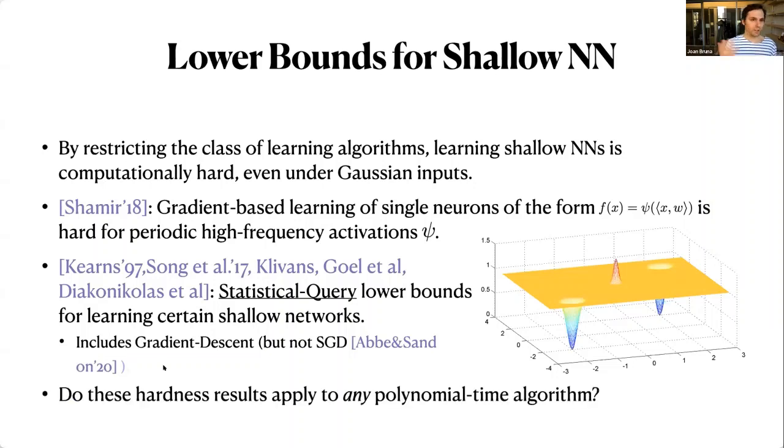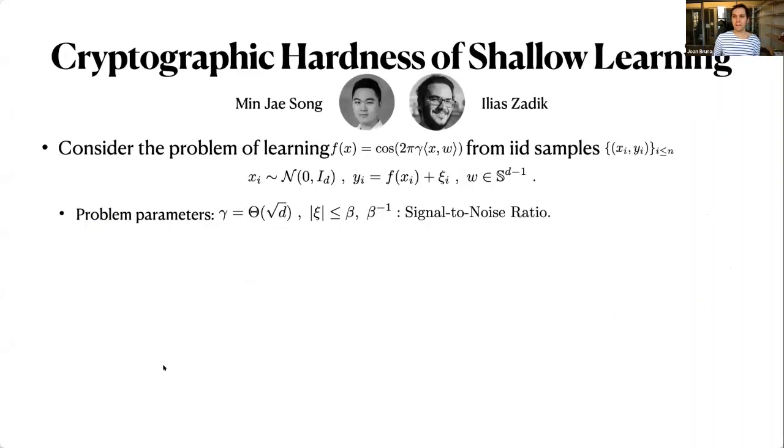And so the question that you might ask is, are these hardness results real, or do they apply to any approximate algorithm, or are they limitations of our framework? This is something that I thought to be related, and we actually complement this framework by using tools from cryptography. Here we look at the same problem of learning a single neuron. The activation function is a high frequency periodic activation, like a cosine function. So we try to play the same game.